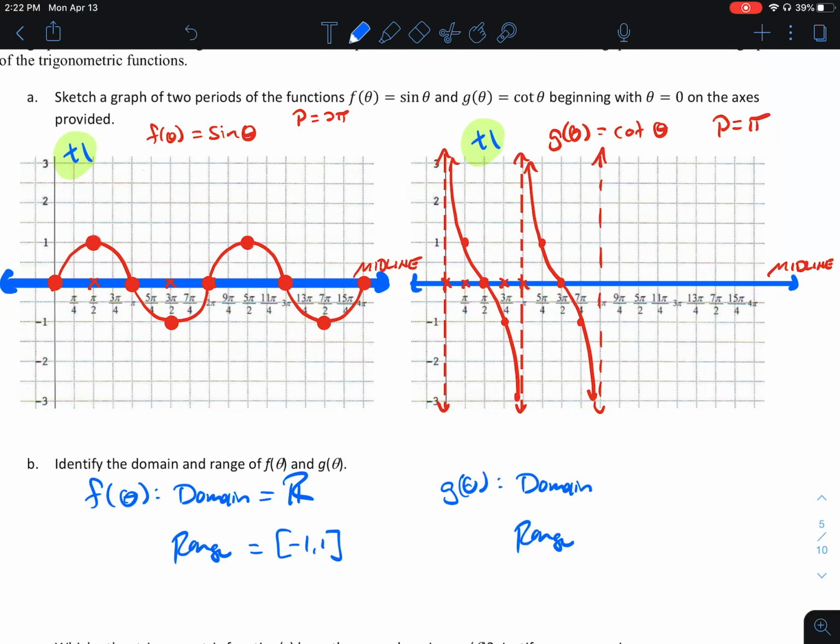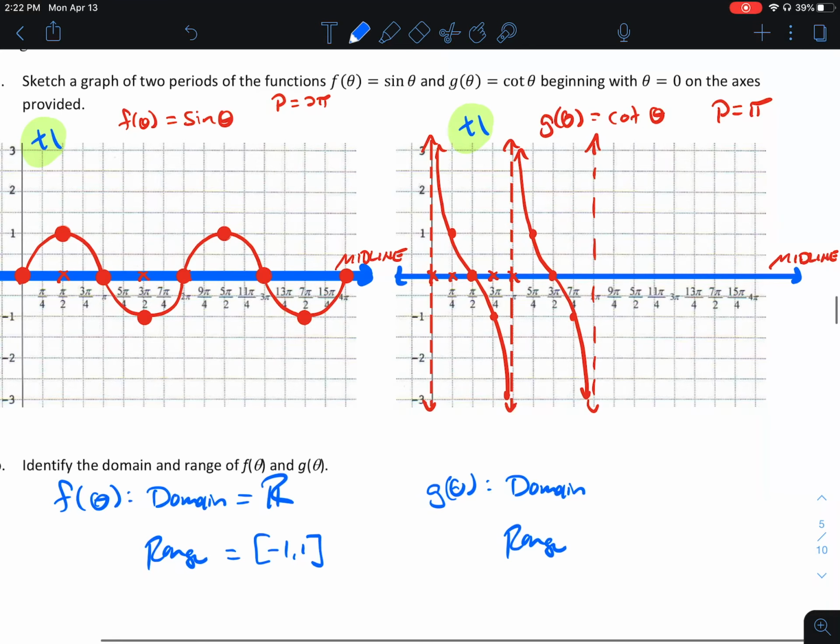That one's pretty simple. For cotangent of theta, G, the range is pretty simple. It goes from -infinity to infinity, or you could say all real numbers. It means the same thing. The domain for this is going to be all real numbers with some exceptions.